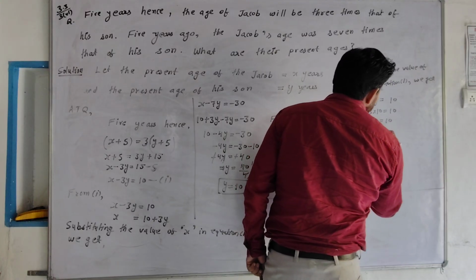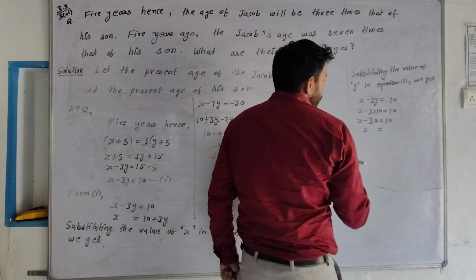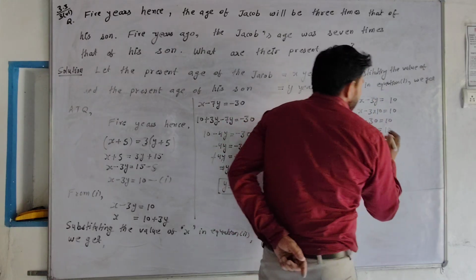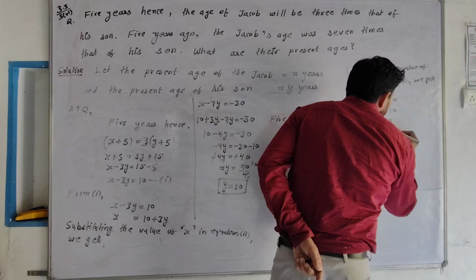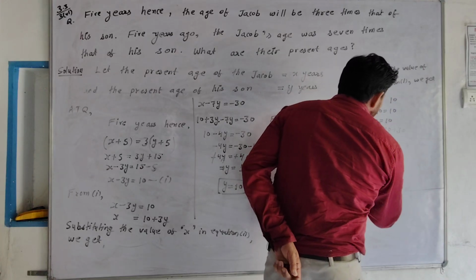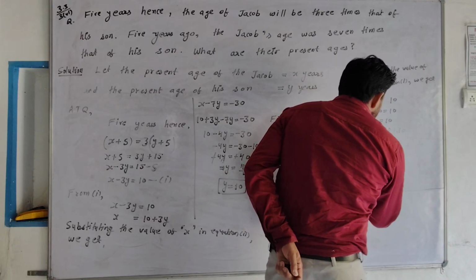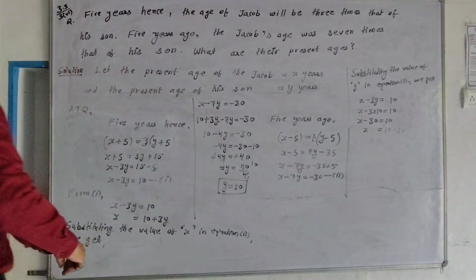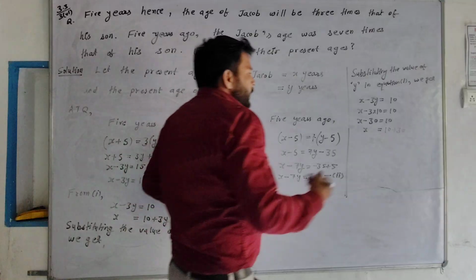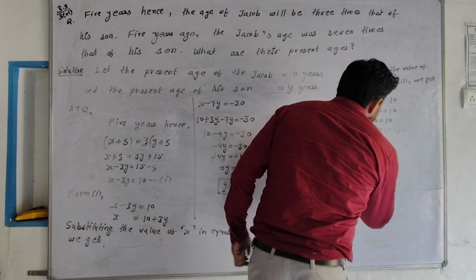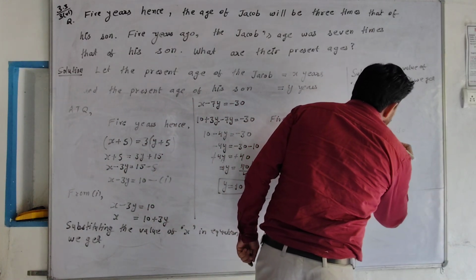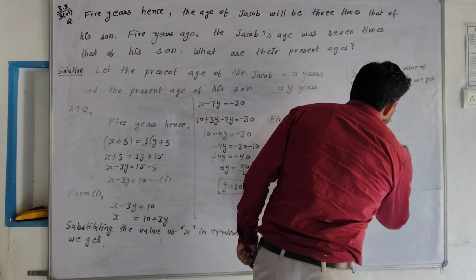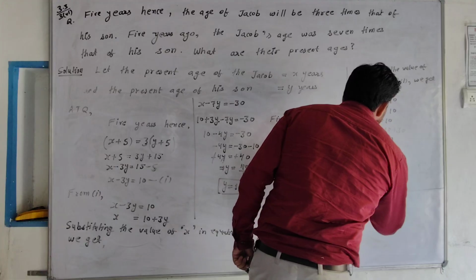x equal to 10, now transposing 30 to the right, then becomes 30 plus. x equal to 10 plus 30, then becomes 40. Alright, the value of x is 40.